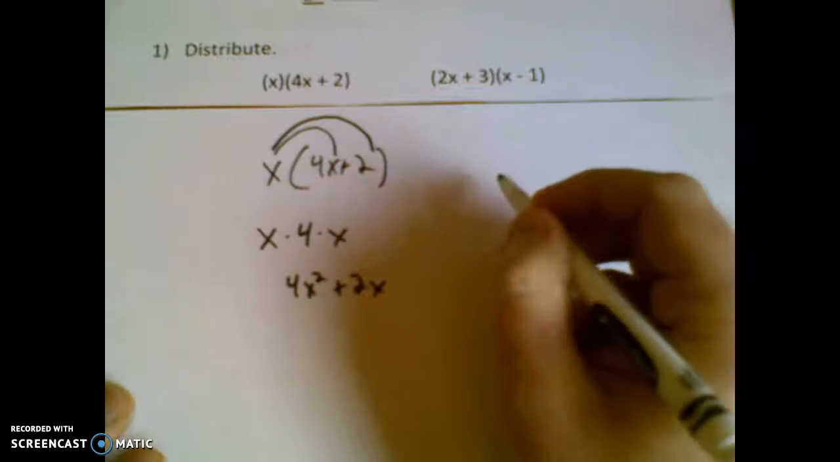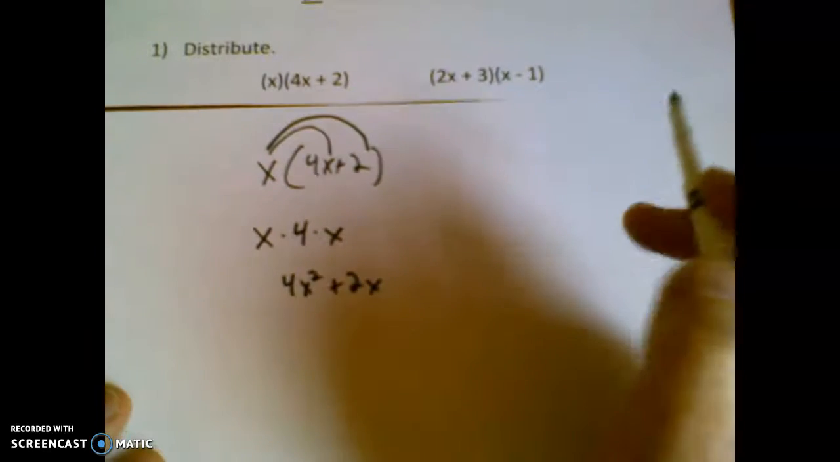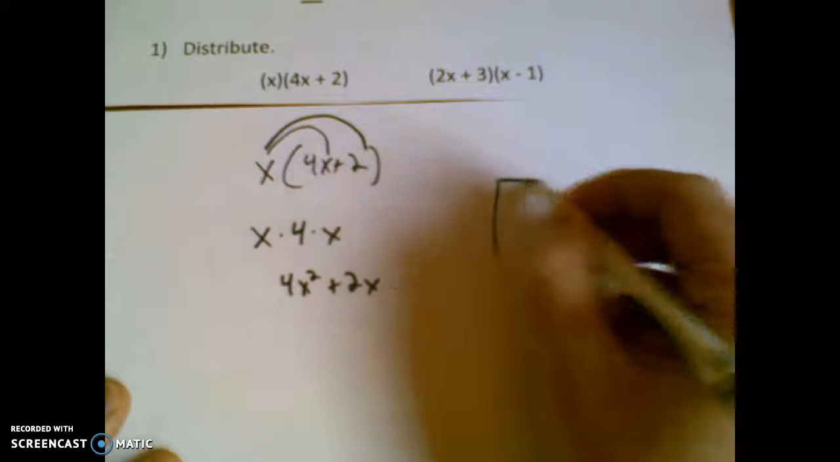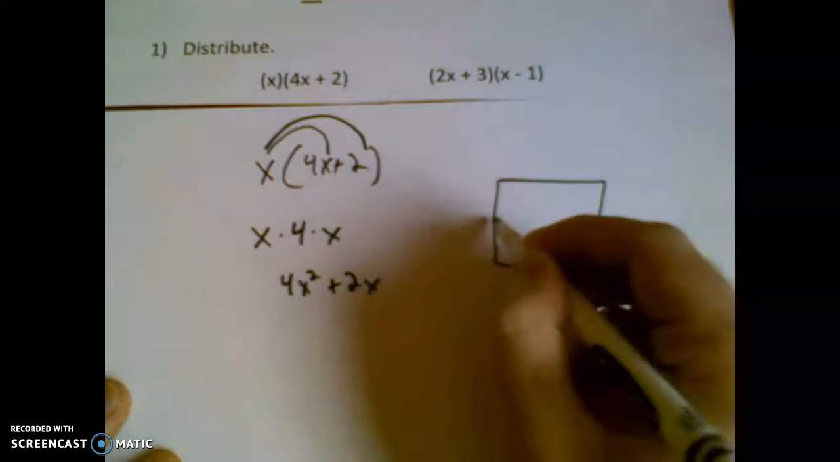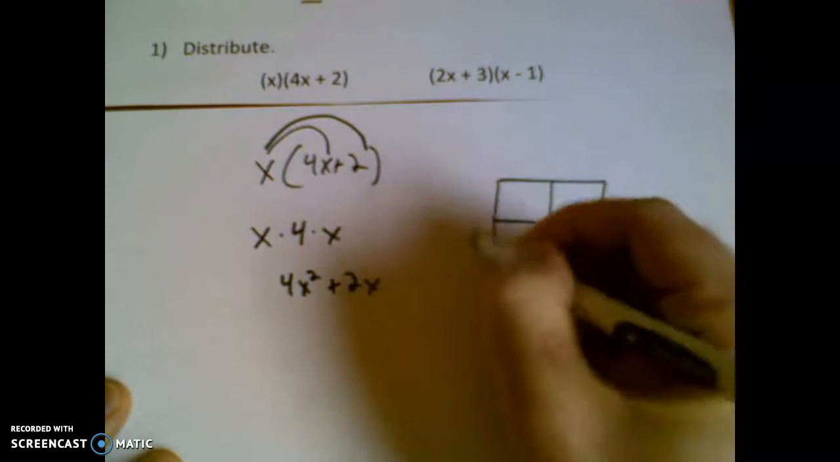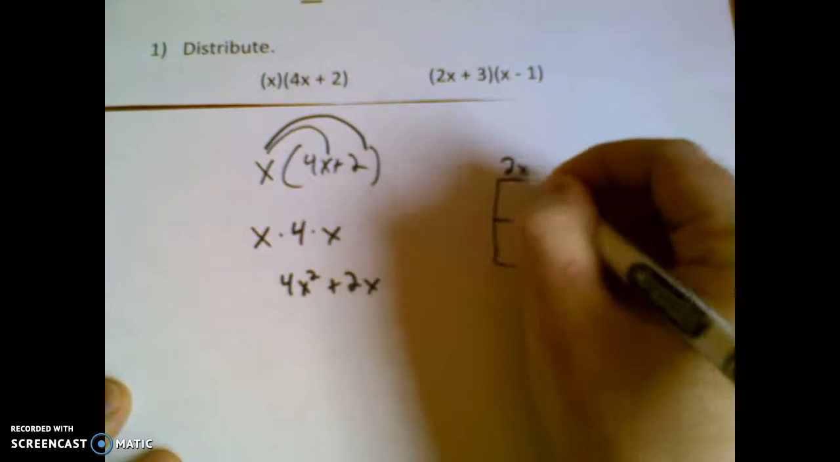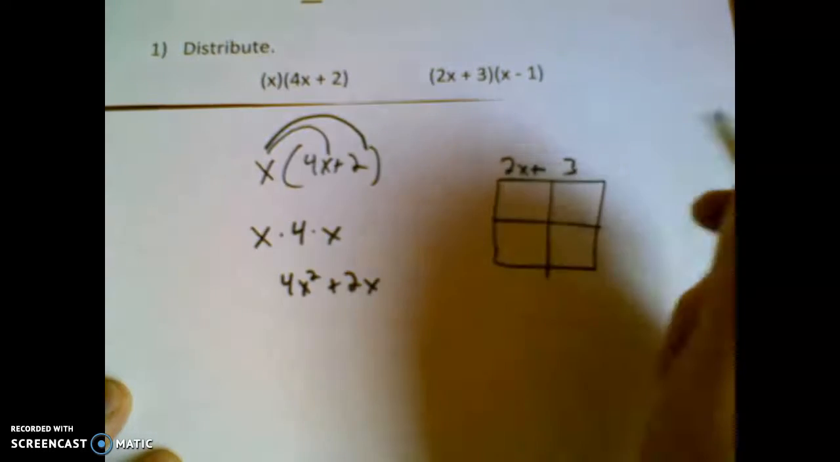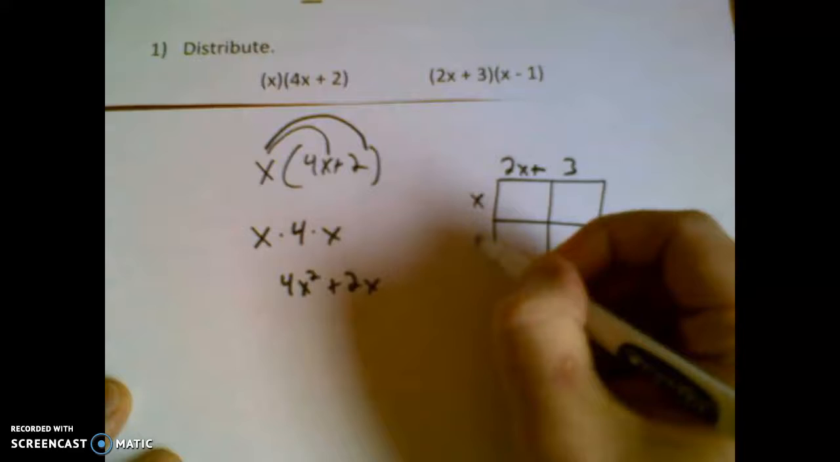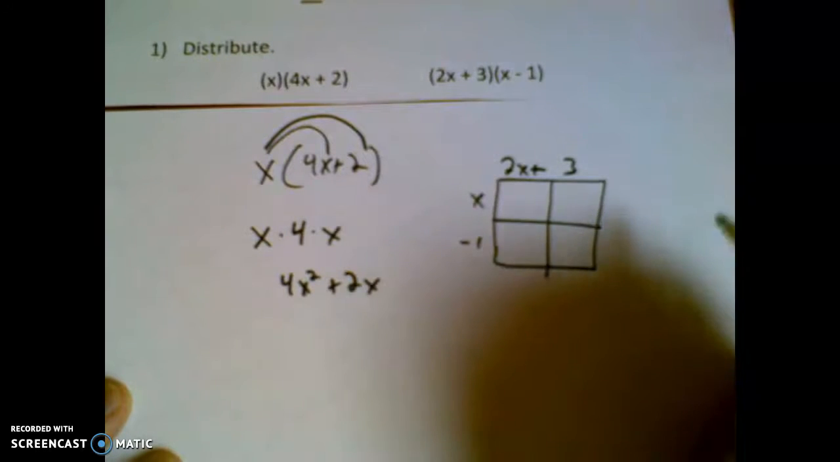The second one, we've looked at when you have two different terms in each parenthesis. A nice technique to use is a generic rectangle. So I'll divide it up into two parts this way and two parts this way because again it's 2 by 2. So I'll just go 2x plus 3, and over here I'll go x and a minus 1, and then find the area of each of these rectangles.